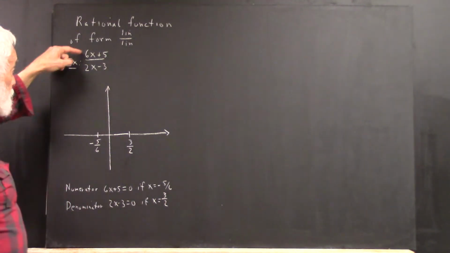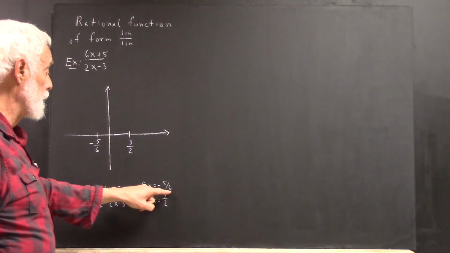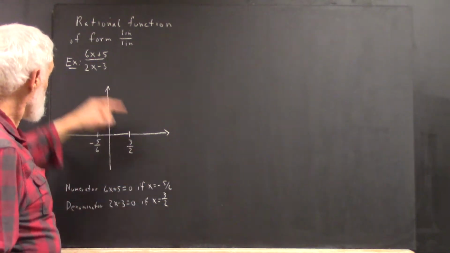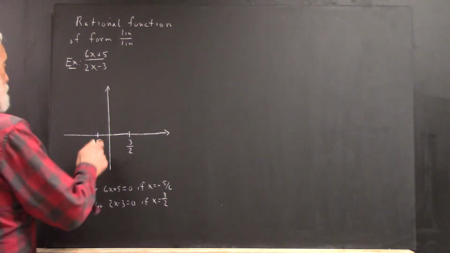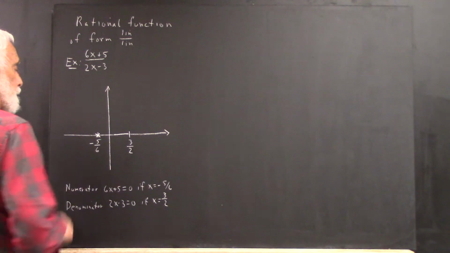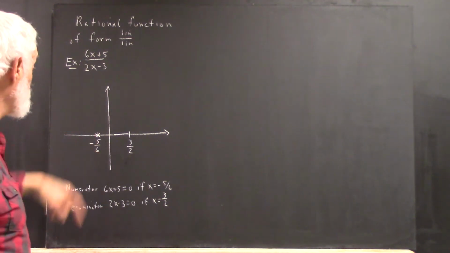So the numerator is 6x plus 5. Set that equal to 0, and you find that x is negative 5/6. And of course, when the numerator is 0, if the denominator isn't 0, you're going to have a 0 of the function, which I usually indicate with an x. The graph has got to go through this point.